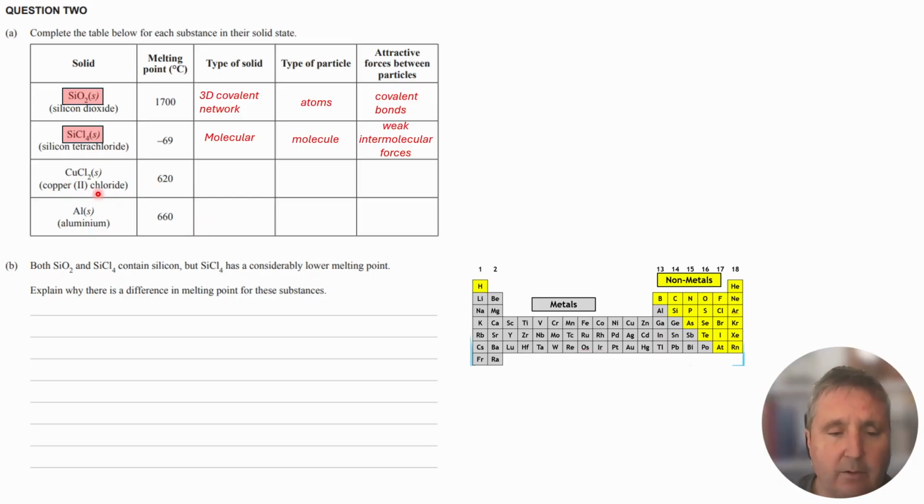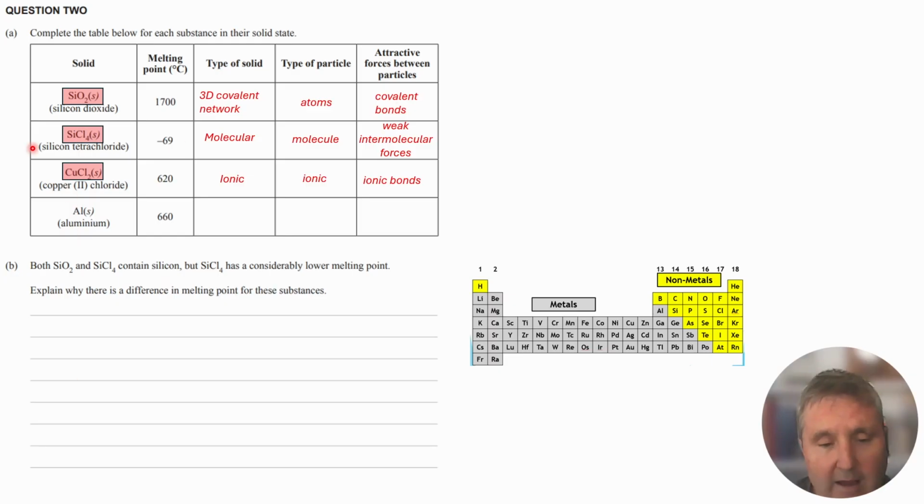So the next one is copper chloride. Again, let's find copper on here. It's in the metals and chloride is on the non-metals. So there is a mixture of metals and non-metals in this compound. So we know this is going to be an ionic type of solid. Therefore it's made up of ions and it has strong ionic bonds.